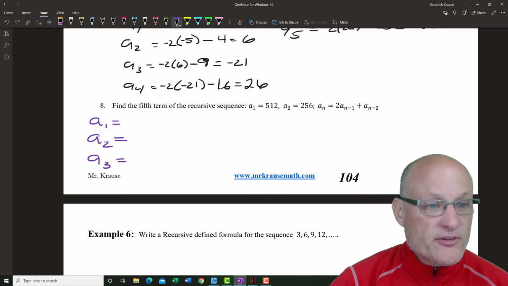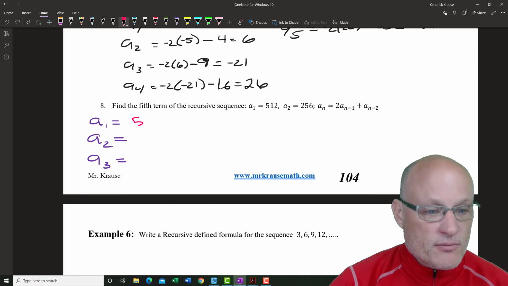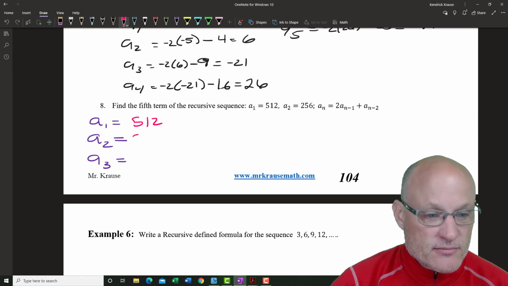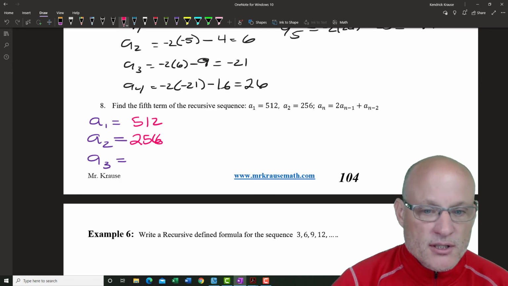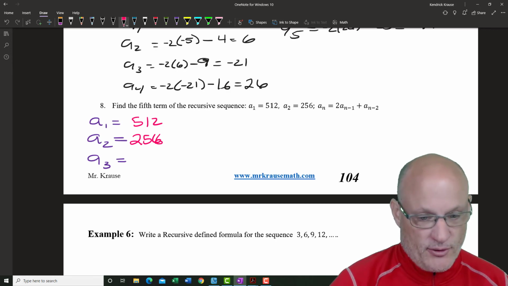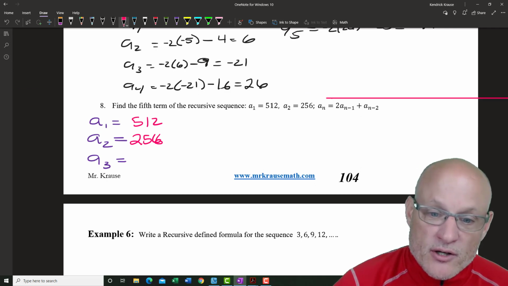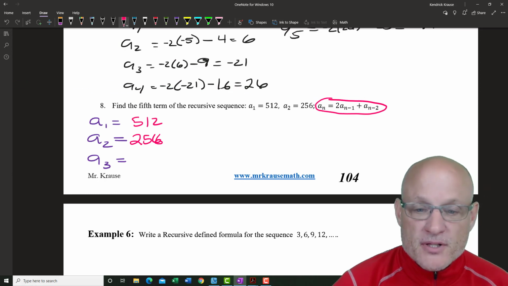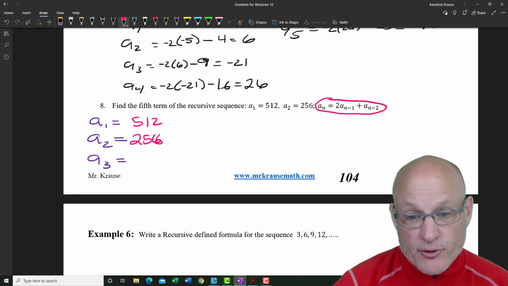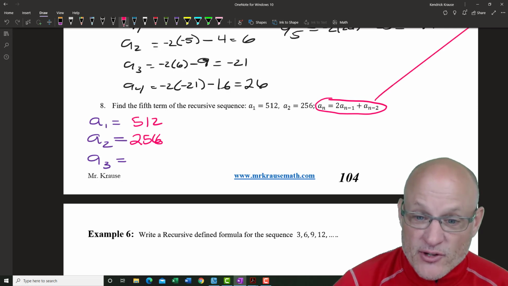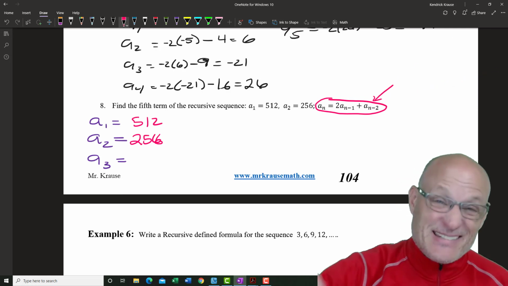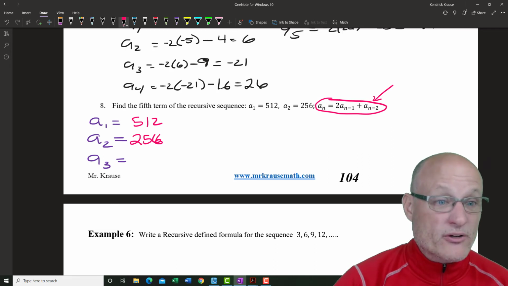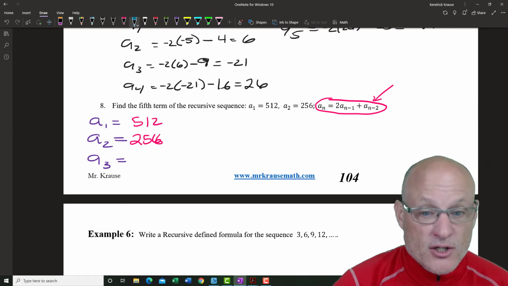Okay, so this is a little bit different. So this is 512. And then it says a sub 2 is 256. Now it says, here's the equation. We're going to take 2 times the previous term plus, now notice this one says a sub n minus 2. That's the second previous term. Well, that's just weird. That's just crazy. So let's see what we got here.